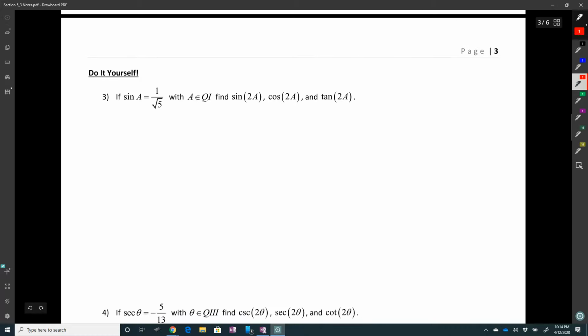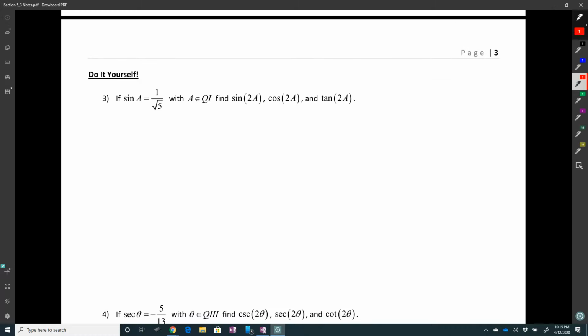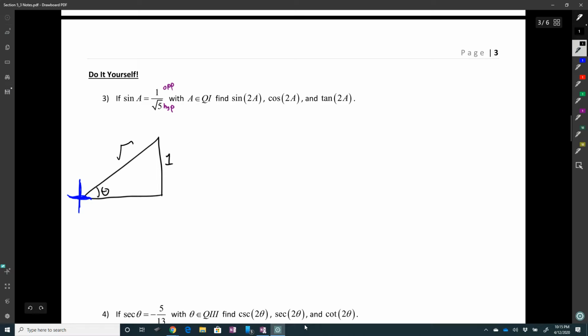Alright, so the first do it yourself says if sine of A is 1 over square root of 5 with A in quadrant 1, find sine of 2A, cosine of 2A, and tangent of 2A. So first, since we're in quadrant 1, my triangle is going to look like this, meaning that the actual axis itself is here, and I'm in quadrant 1. So sine is opposite over hypotenuse. So opposite is 1, hypotenuse is square root of 5.